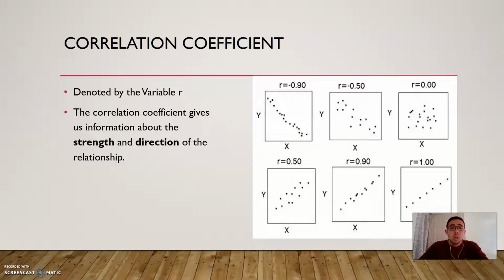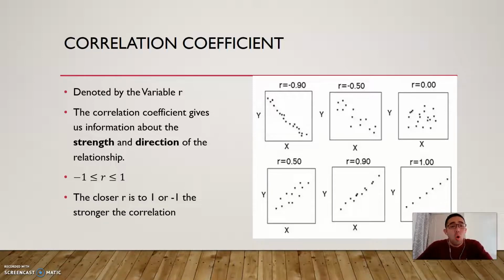And you probably guessed if r is positive, then the direction is going to be positive. If r is negative, then the direction is going to be negative. Strength is a little bit trickier. Oh, it has to be in between -1 and 1. r must be between -1 and 1. The closer that r is to 1 or -1, the stronger the correlation. So for example, if r is -0.9, then it is a strong negative correlation. If r is positive 0.5, it is a moderately strong positive correlation.